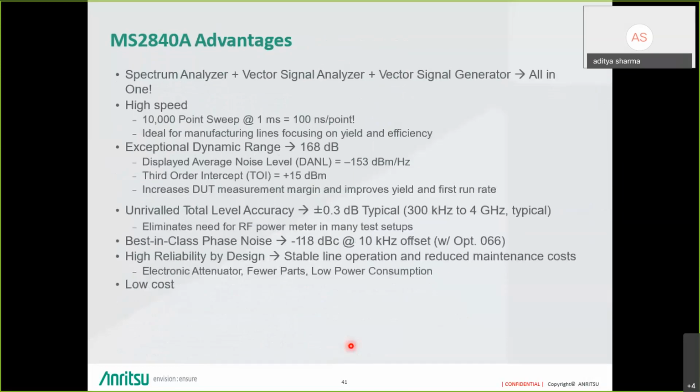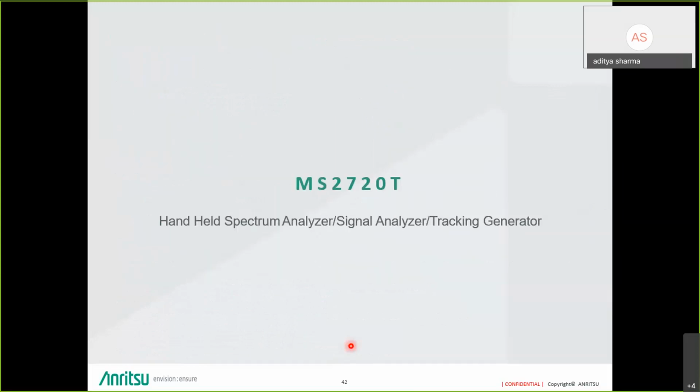So I'm going to skip that. The advantage, if I say again, is a single instrument with a signal generator, spectrum analyzer, and vector signal analyzer, with a high dynamic range of 168, an average noise level of minus 153 dBm, and the accuracy is again 0.3 dB typical. Now this was the portfolio for the benchtop spectrum analyzer that Anritsu offers.